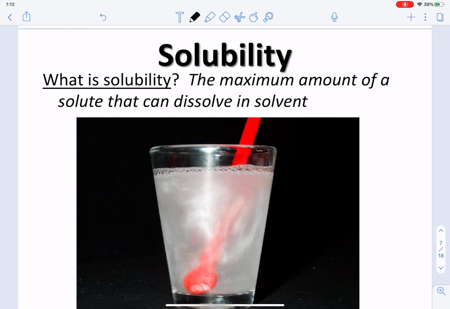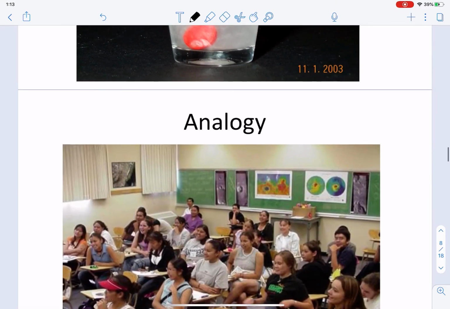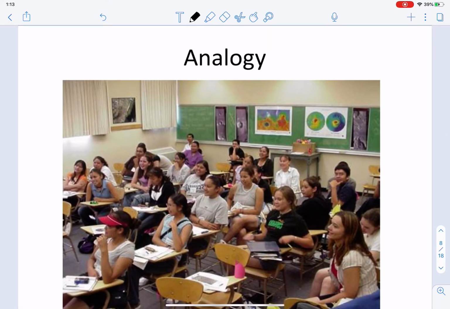So, what do we mean when we say something is soluble? What is solubility? Basically, solubility is the amount of a solute that can dissolve in a solvent. Think about salt or sugar: how much of that can we put in water until it can no longer dissolve? How soluble is it? And to think about this, we're going to use an analogy.